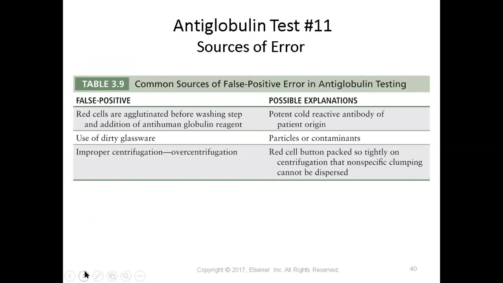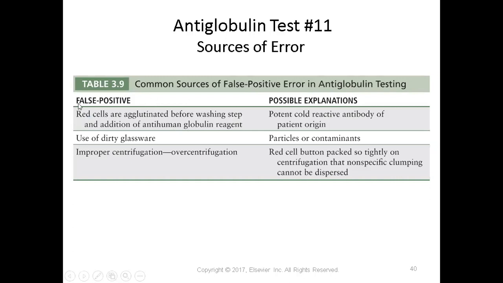So let's take a look at some sources of error in antiglobulin testing. And this first table, 3.9 from our textbook, we're going to review false positive reactions in antiglobulin testing. Okay, so we're getting positive results, but they shouldn't be positive. So first one here, the red cells in our test system were agglutinated before the washing step and the addition of anti-human globulin reagent.